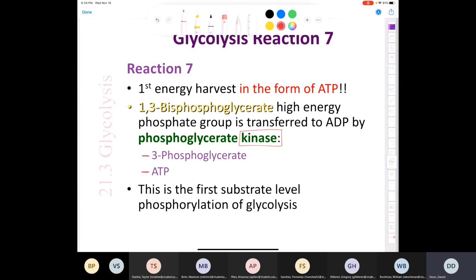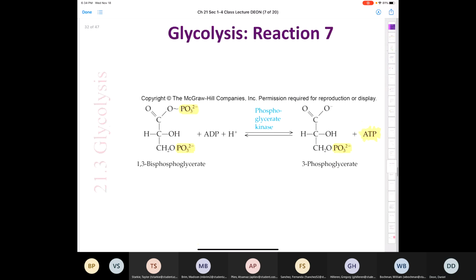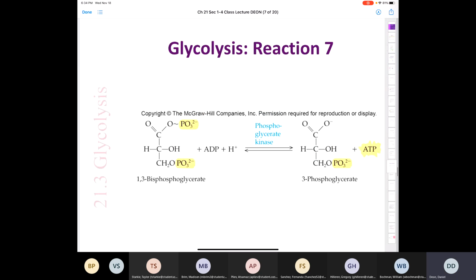Substrate level phosphorylation, again, means when it's transferred from an intermediate, 1,3-bisphosphoglycerate, directly to another intermediate. Here's that reaction. We have the 1,3-bisphosphoglycerate reacting with ADP. We have the kinase, and we're going to transfer one of those phosphoryl groups onto the ADP, and we harvest ATP.